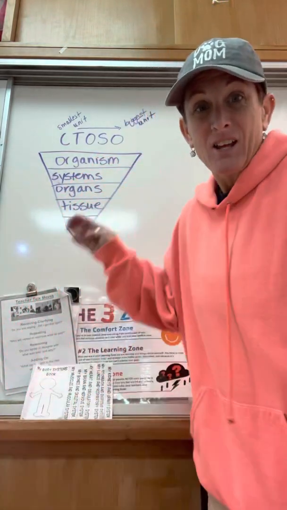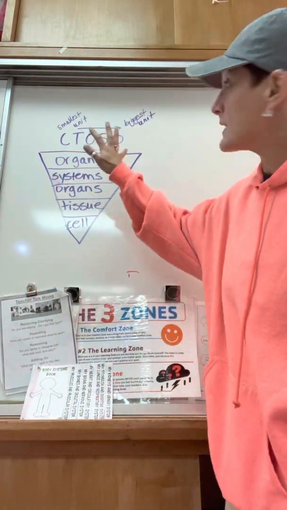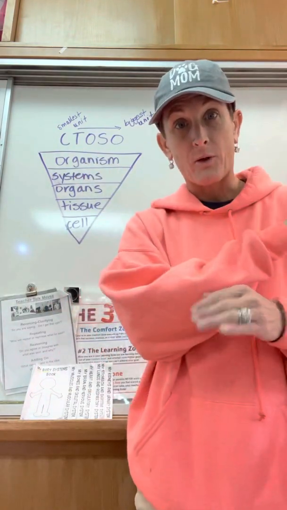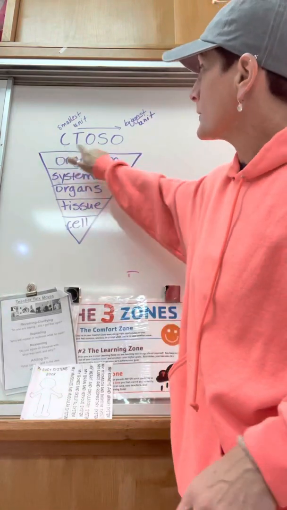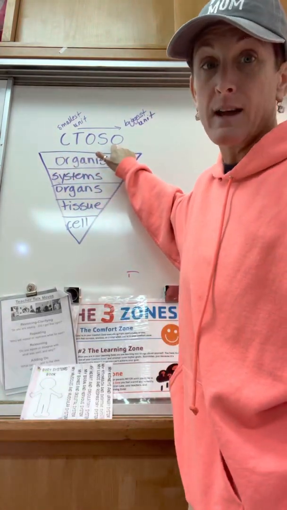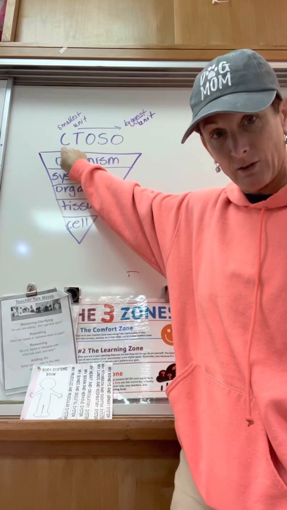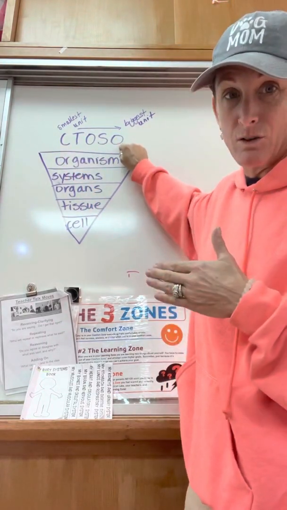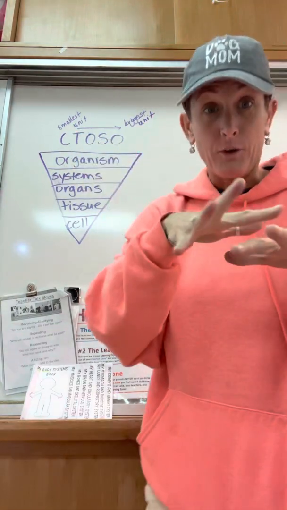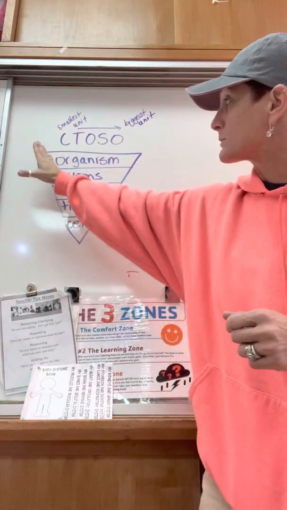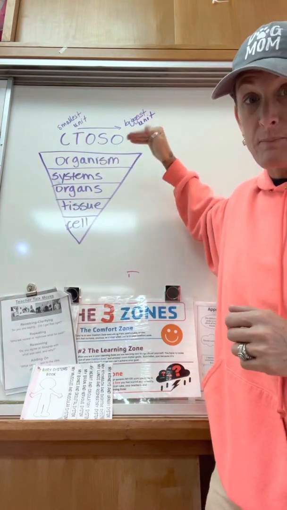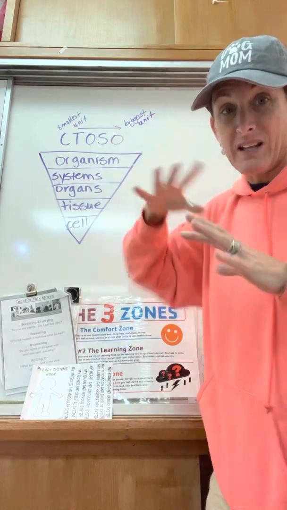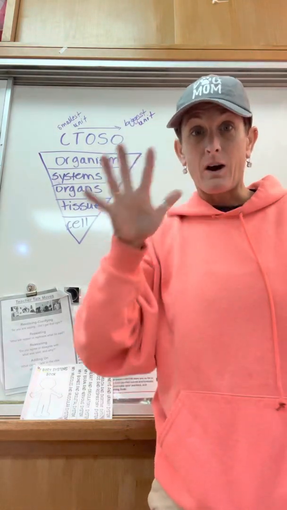Hey, seventh graders. Hopefully you remember this graphic that I showed you back, maybe not a week ago, but the week before that. The acronym, we have CTOSO, and the cell is the smallest unit of life that we're going to look at, and the biggest unit is an organism. When we talked about this, we broke it down. The biggest unit is the organism. That's you. That's humans, animals, all kinds of different things.